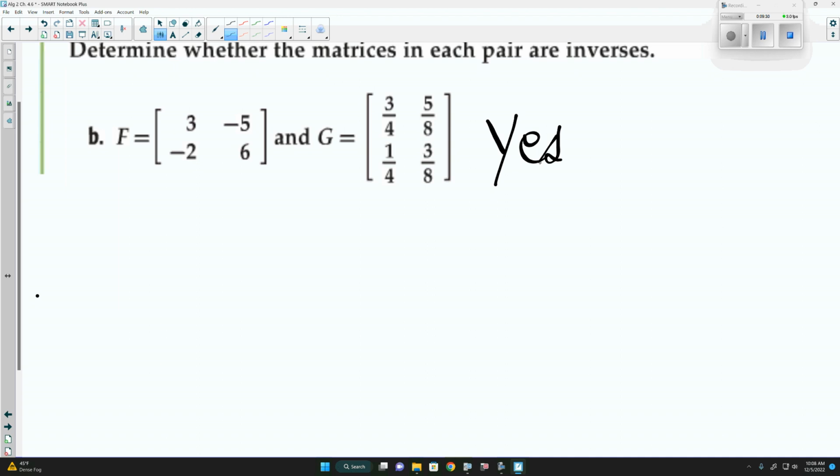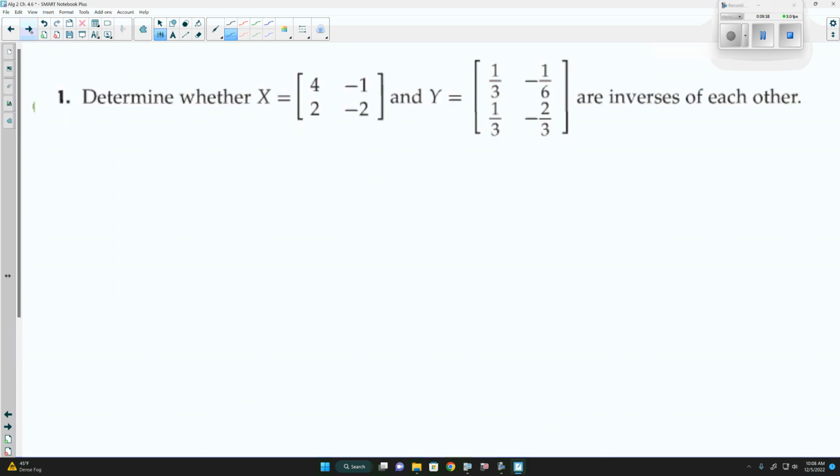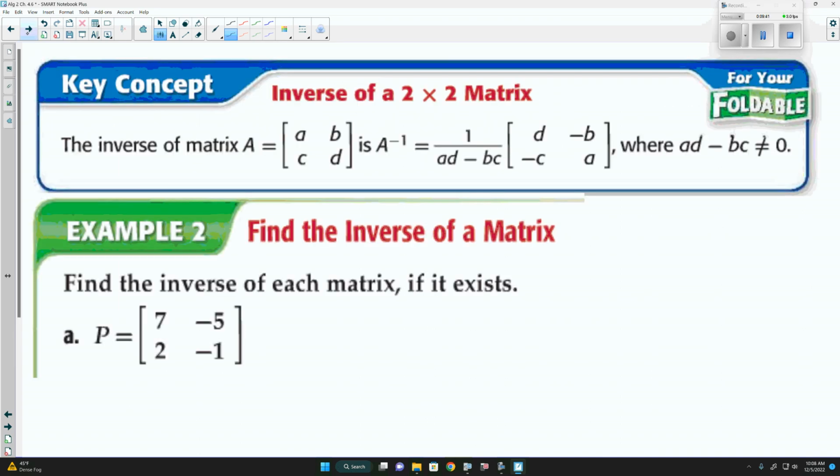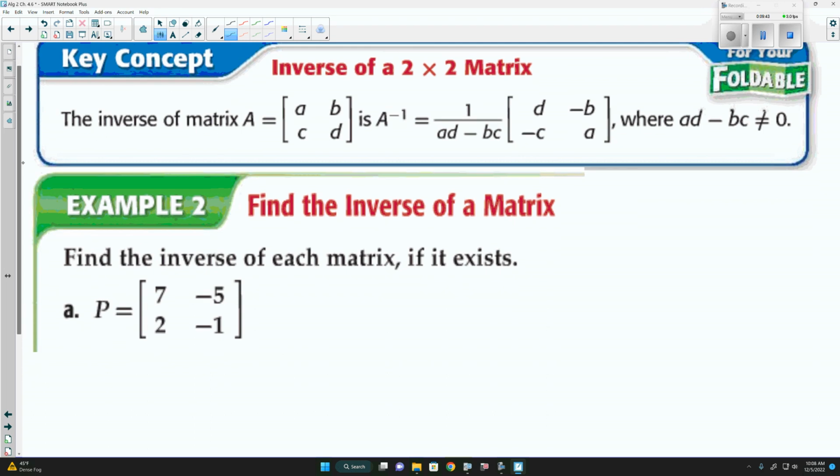Questions on this here? Nope. Do we feel comfortable determining if two matrices are inverses? Yep. Okay. The inverse of matrix A. Now we're actually going to find the inverse.